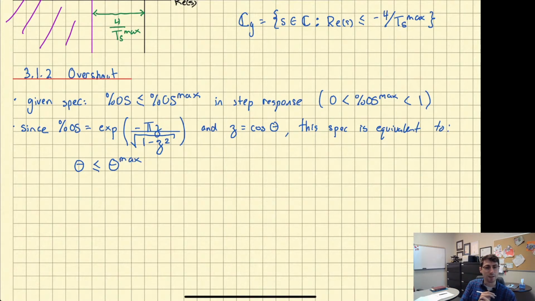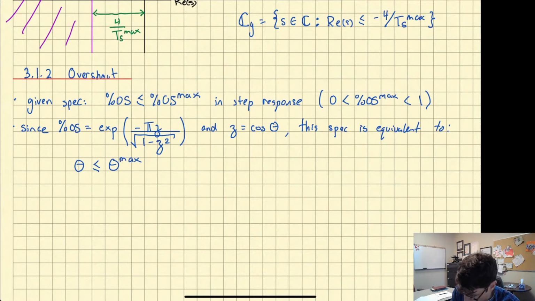A maximum angle, right? As the damping ratio gets bigger and bigger, your overshoot goes down. You can think of it as friction in the system. There's more and more friction, so you get less and less overshoot. And so what's happening is your poles are getting closer and closer to the real axis, so that angle theta is getting smaller. So the constraint on overshoot becomes a maximum angle constraint on this theta.